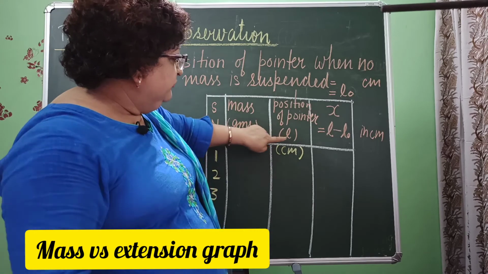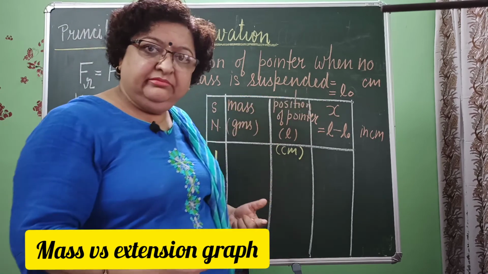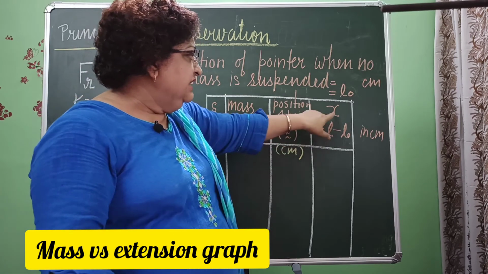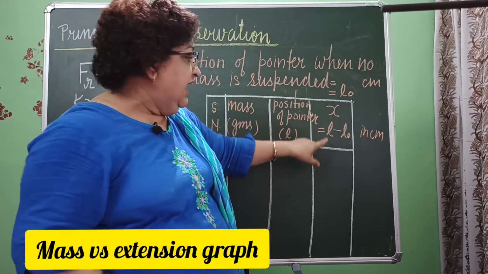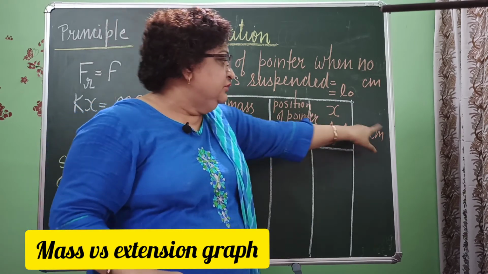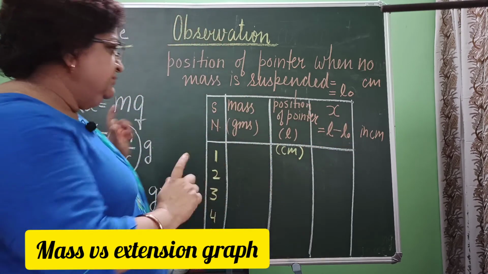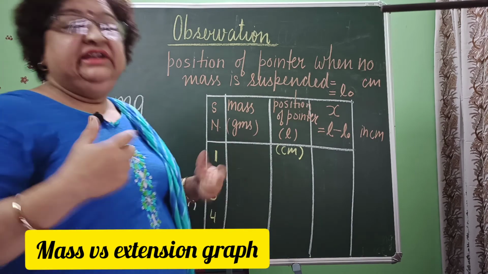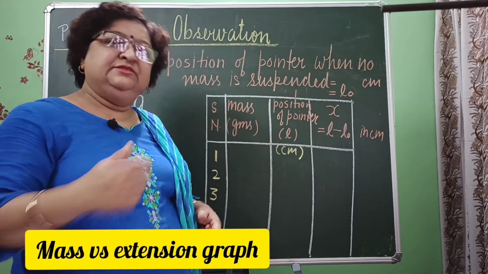Then we have to calculate L minus L0 each time when we suspend a new mass, and that will be the extension x of the spring, and L minus L0 will also be in centimeter. So first you note down this observation table. Be ready with a pencil to note down the readings along with me, and then I start the experiment.